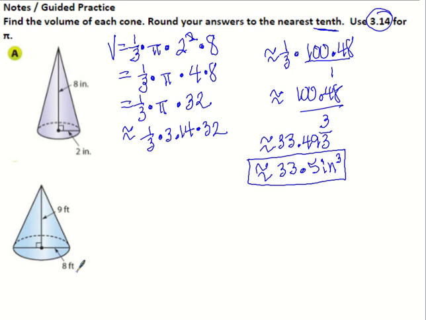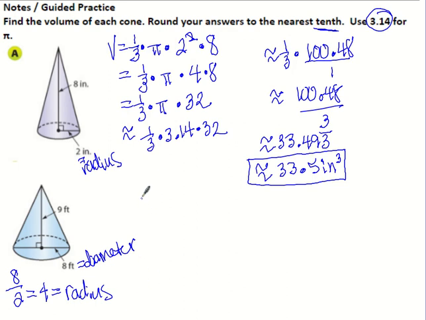So if we look at this one, this is actually the diameter, right? This is not the radius, right? If I wrote here, this would be radius. So since this is the diameter, I have to cut 8 in half before I can start my work, because I need to get the radius. Now that I have my radius, I can go, volume is 1/3 times pi times 4 squared times 9, because that's the height from the circle to the tip of the cone.